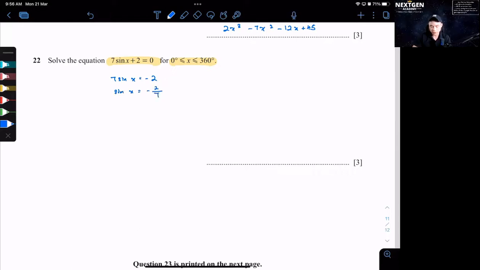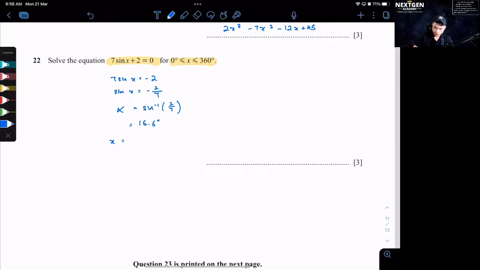Okay, the method that I taught you all, go and find what is your base angle first. So how do I find my base angle? I don't care about the negative sign first. So we just put whatever value it is, because the negative or positive sign only applies in the ASTC graph. So shift sine 2 over 7, you'll get 16.6 degrees.